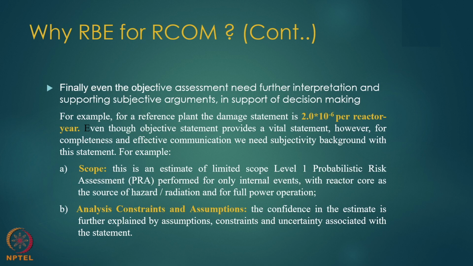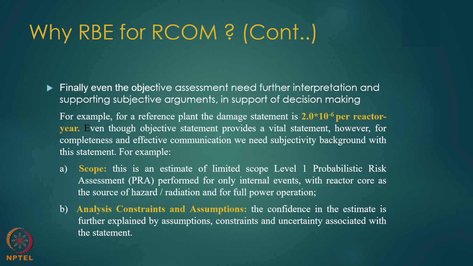And the second part of this is, whenever we give a statement like 2 into 10 to the minus 6 per year, for every statement when we set it quantitatively, just like there was a problem with the natural language, there is a problem with the quantified metrics also. Now there are so many conditions under which the analysis was done and the results were obtained.